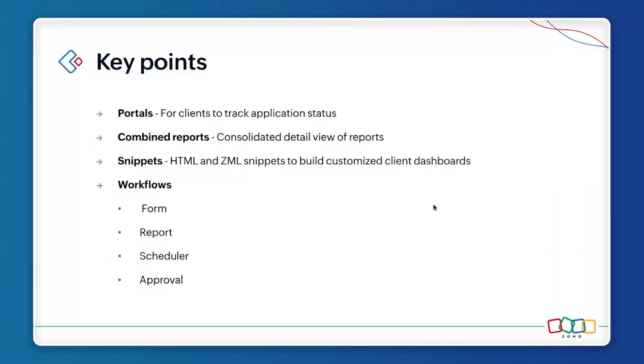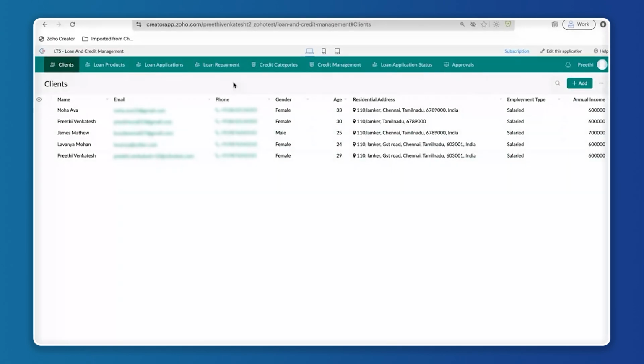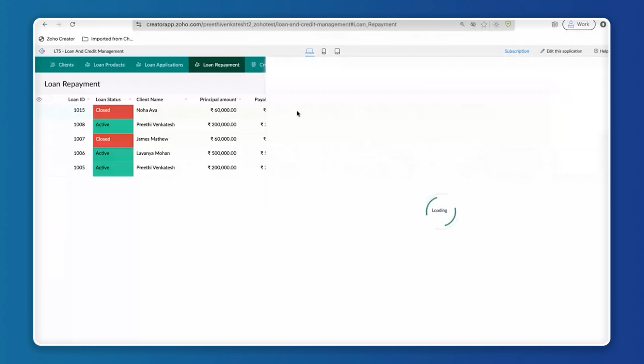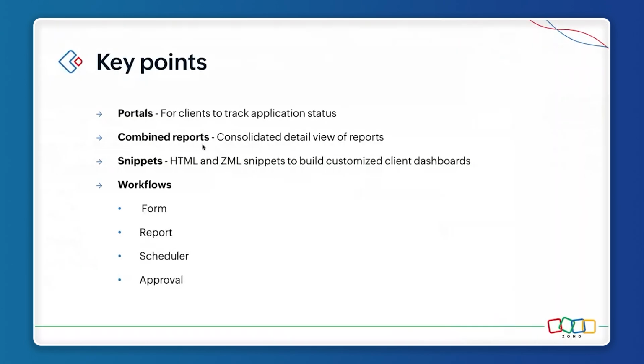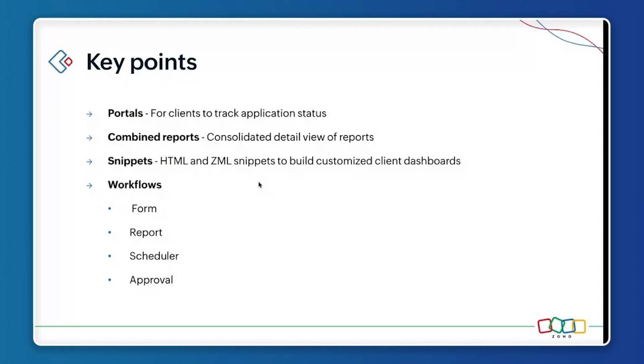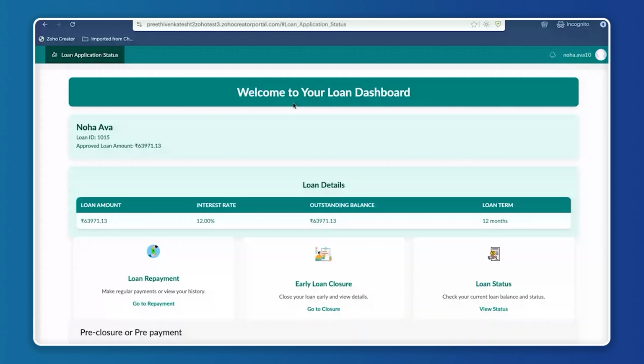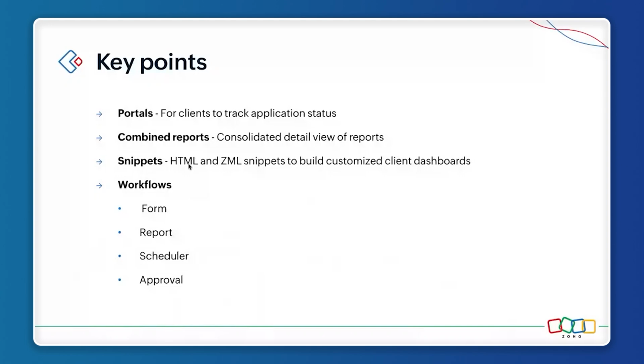And apart from that, we have used the combined reports, where on a single click of this particular view, I can see all the related information about the clients. You could have seen a personalized dashboard for the clients. This dashboard is built with the help of the HTML and ZML snippets that are available in Zoho Creator pages. And we have effectively used workflows like form, report, scheduler, and approval to automate the entire calculation process and the approval process.